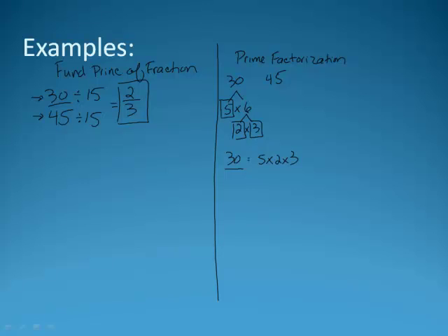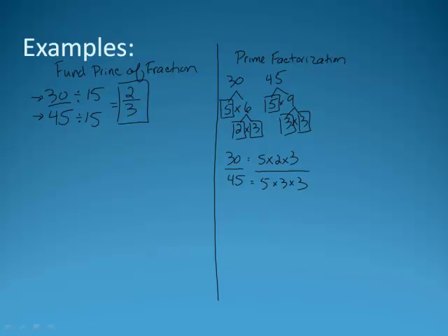Let's break 45 down as well. 45 you can write again several different ways. One would be 5 times 9. 5 is prime, but 9 is not, so let's break 9 down again. 9 is the same as 3 times 3. And so 45 in the denominator of your fraction can be rewritten as 5 times 3 times 3.